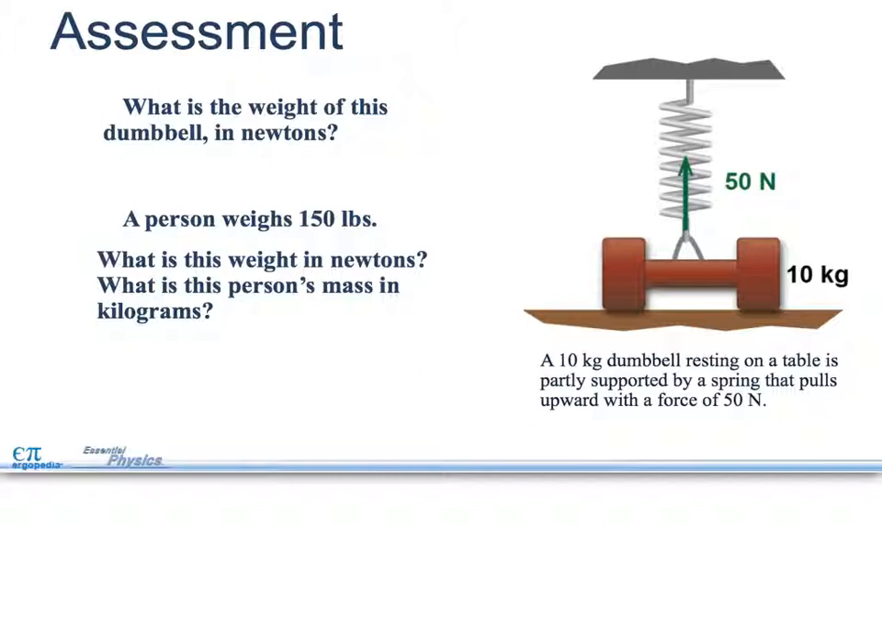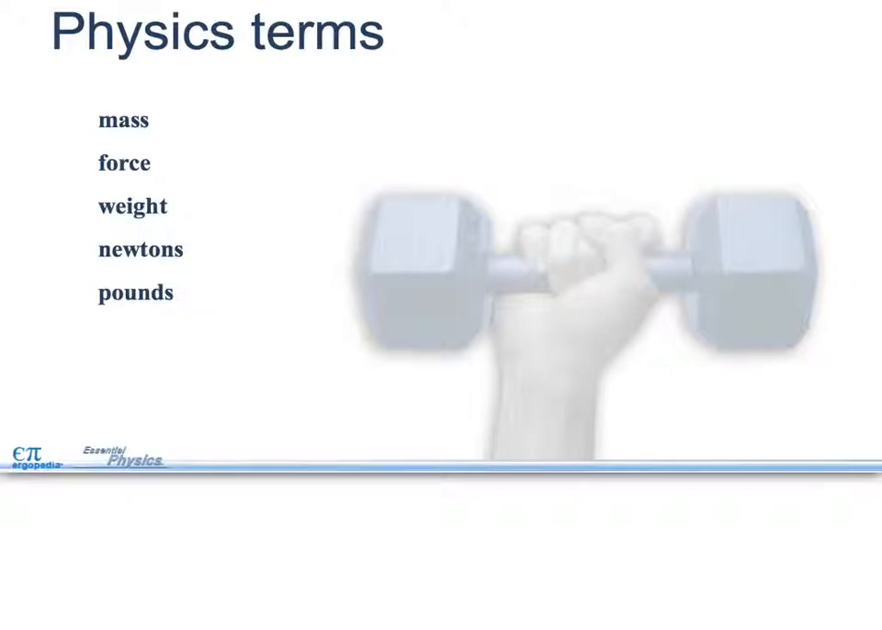Another one. What is the weight of this dumbbell in newtons? A person weighs 150 pounds. What is this weight in newtons? What is this person's mass in kilograms? And here are our terms. We have mass, force, weight, newtons, and pounds.